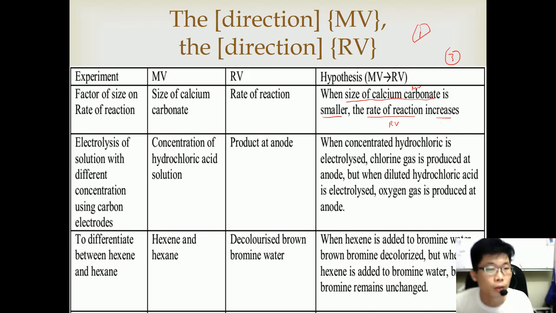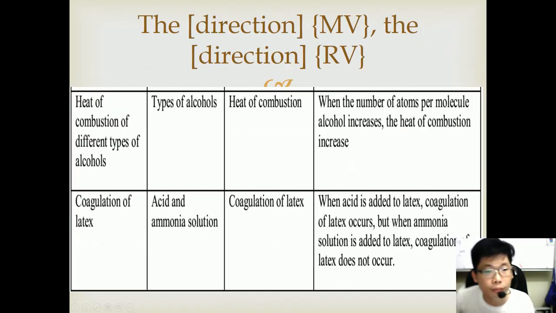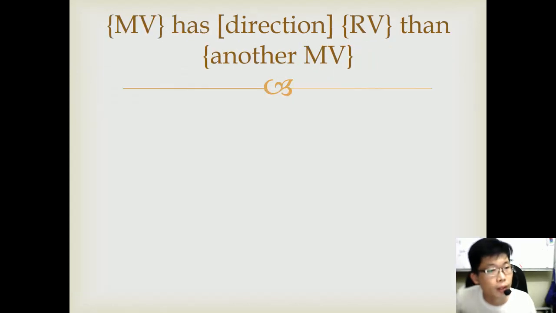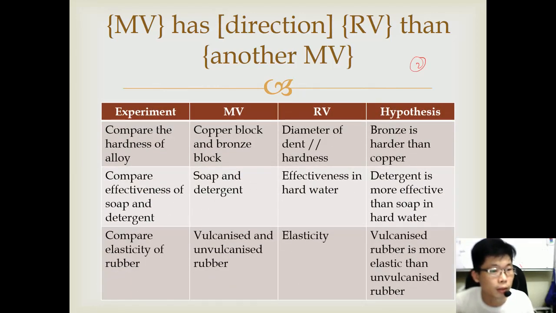Okay, so the hypothesis is very, very important in paper 3. Okay, so let's look into the second method: MV has a direction, RV, then another MV. So we look into an example. Let's say in the experiment of comparing the hardness of the alloy and the pure metal, our MV will be the copper block and the bronze block. Responding variable will be the hardness or the diameter of the dent.